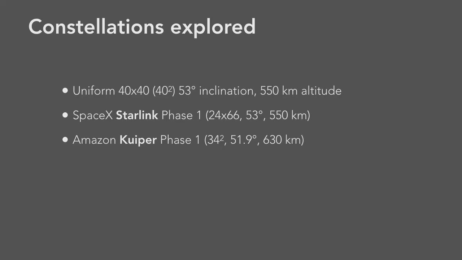We have analyzed three different constellations: a uniform 40 squared constellation consisting of 40 orbits, each orbit having 40 satellites, operating at an inclination of 53 degrees and an altitude of 550 kilometers. SpaceX Starlink Phase 1, which consists of 24 orbits, each orbit having 66 satellites, operating at an inclination of 53 degrees and an altitude of 550 kilometers. And Amazon Kuiper Phase 1, which is again a uniform 34 squared constellation operating at 51.9 degrees and 630 km. Most of the results here are for the 40 squared uniform constellation. You can refer to the paper for the other results.